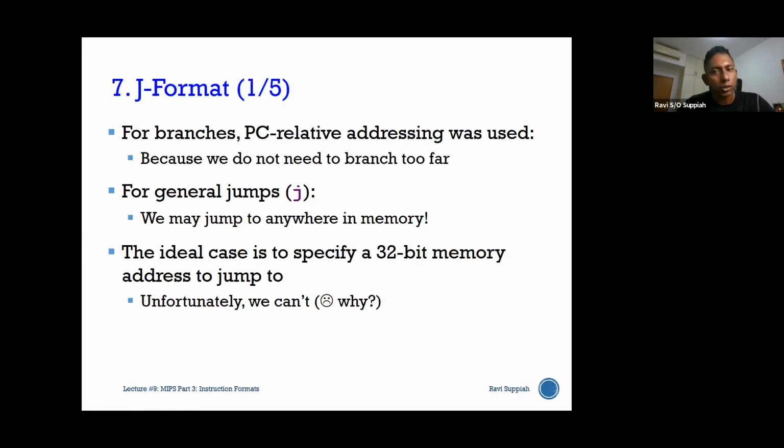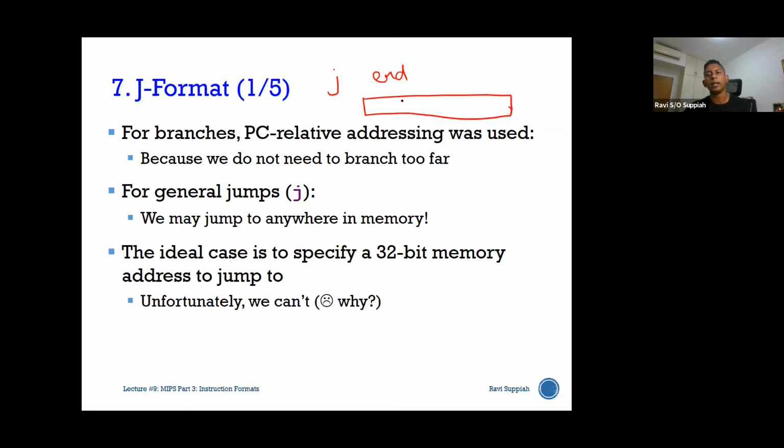Now, the jump instruction is a bit different, correct? Because a jump instruction is what we call unconditional. When we say jump, we do not specify any condition. We just say jump to, for example, whatever label. So there is no checking involved. If there's no checking involved, that means there are no registers I need to read and compare or do anything.